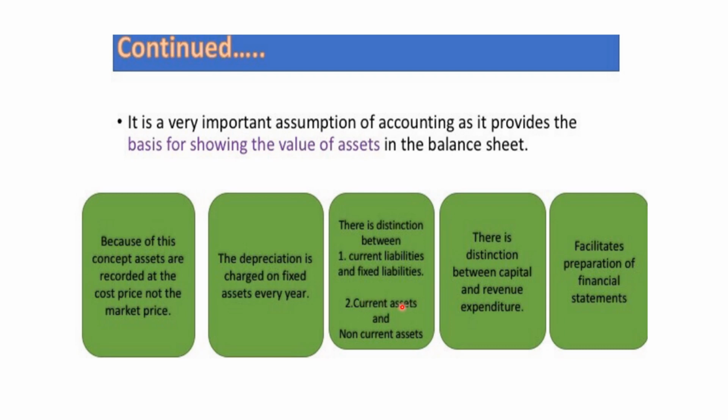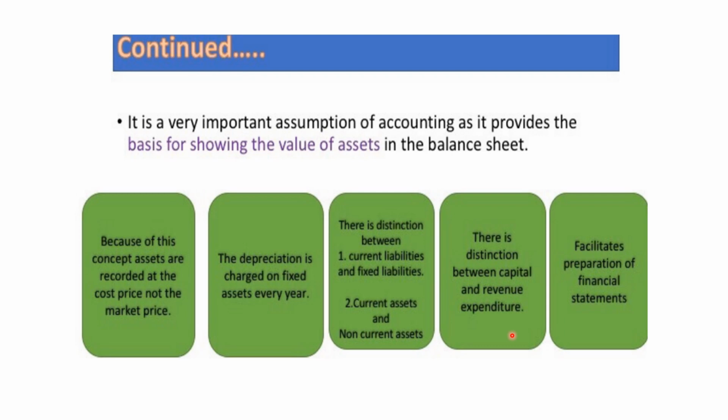These assets provide you benefit for less than a year. They provide you benefit for more than a year. These liabilities are for a period of less than 1 year. These liabilities are for a period of more than 1 year. There is a distinction between capital and revenue expenditure. It facilitates the preparation of financial statements. Obviously, because of this basis only we are preparing our financial statements every year.